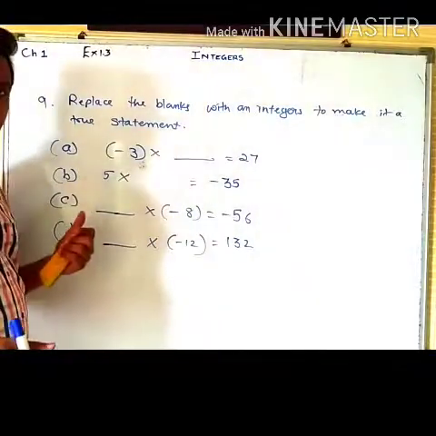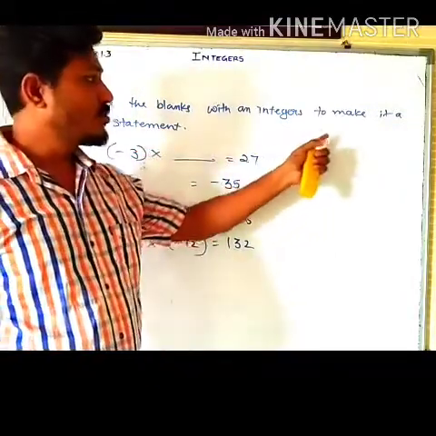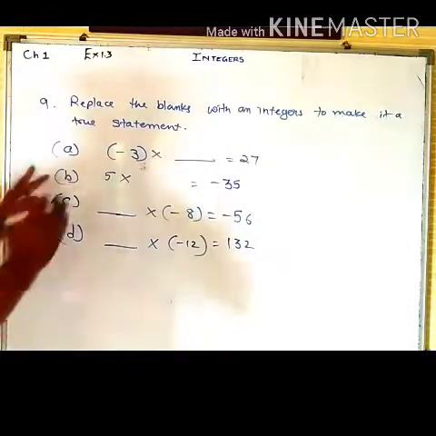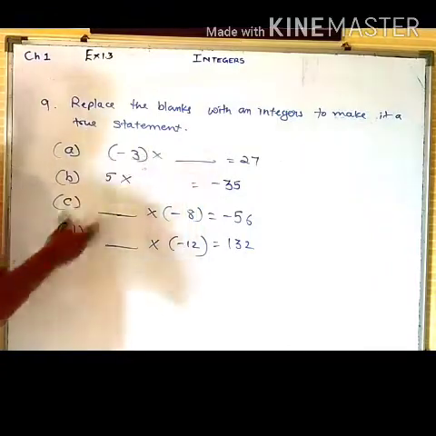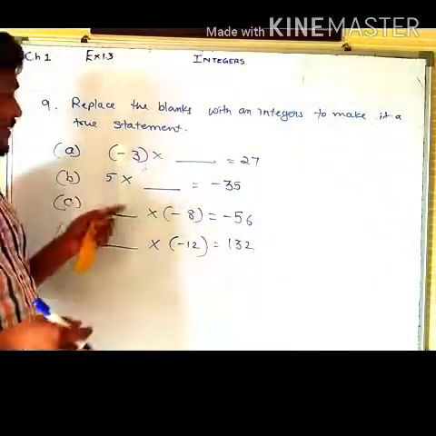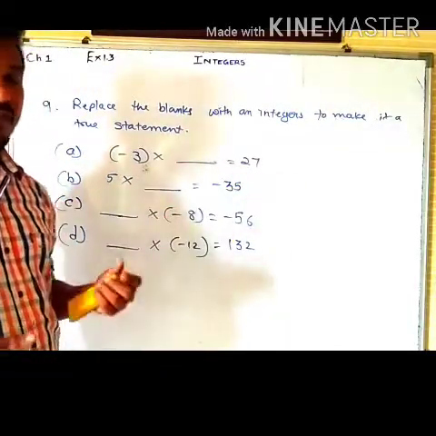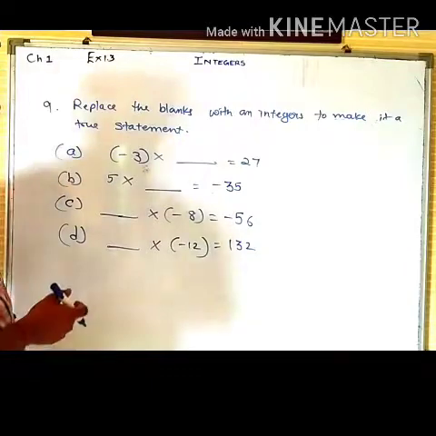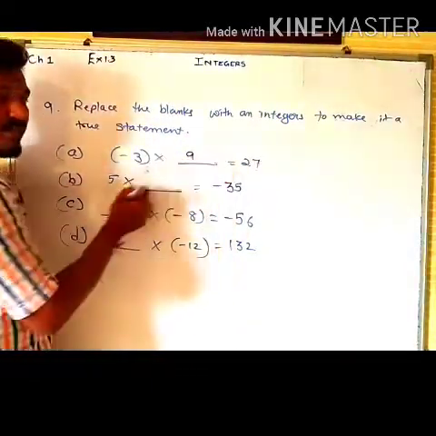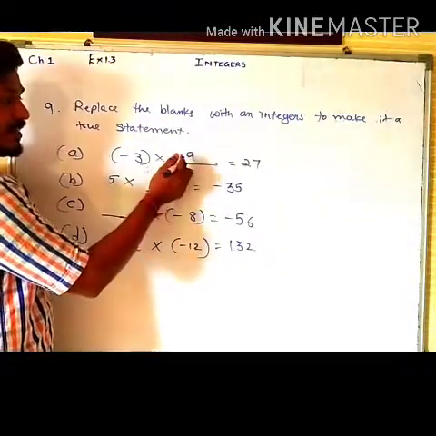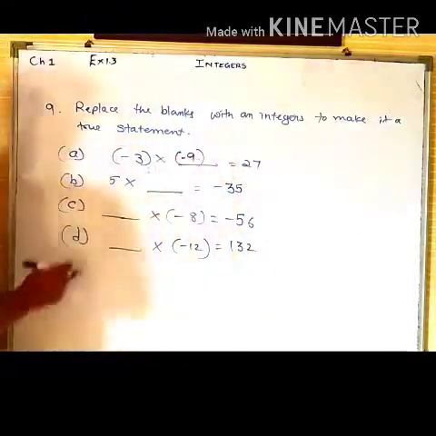Now let us start our final question. Sum number 9. Replace the blanks with an integer to make it a true statement. Means we just need to equalize both the sides. Now we have to fill in the blanks with an integer. As you see in the first one, -3 multiplied by what to get positive 27? We know that 3 9s are 27. But the question is, we need our value in positive. So a negative should be multiplied by a negative value only. So 3 9s are, that is -9. Negative into negative will give a positive result. 3 9s are 27. Here also.